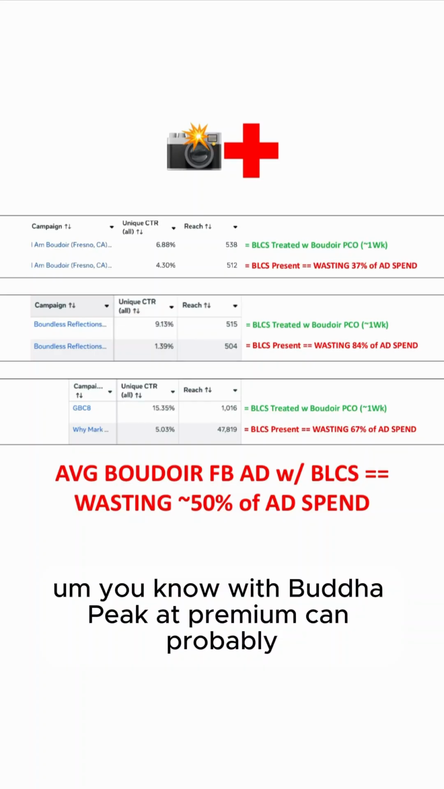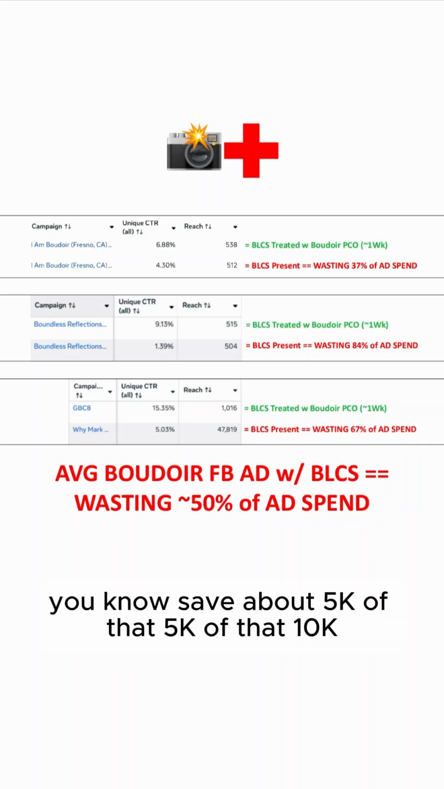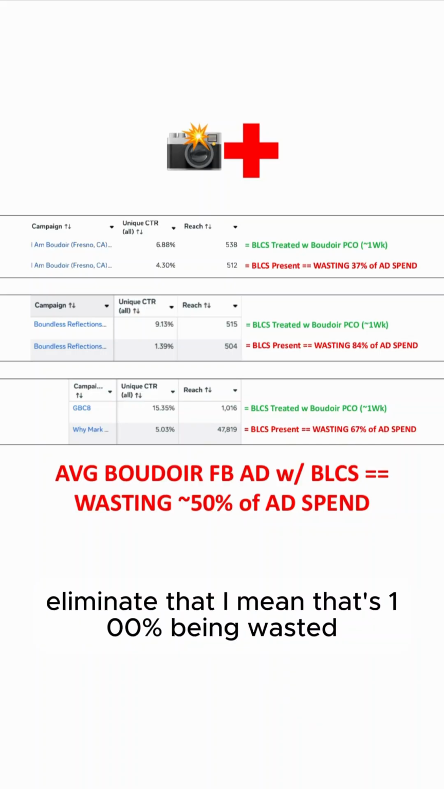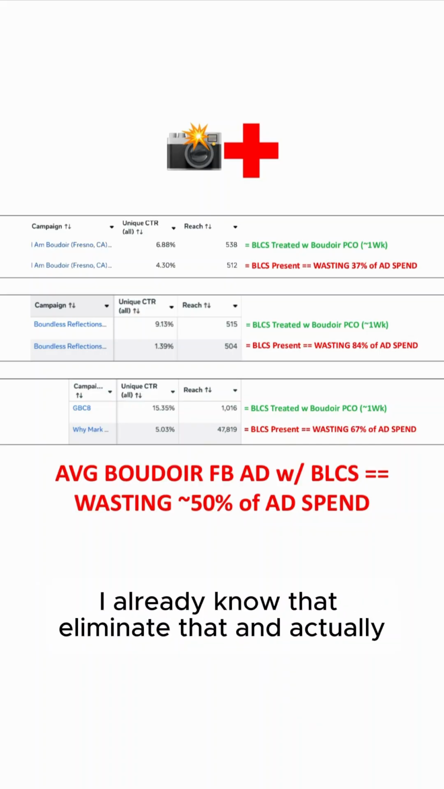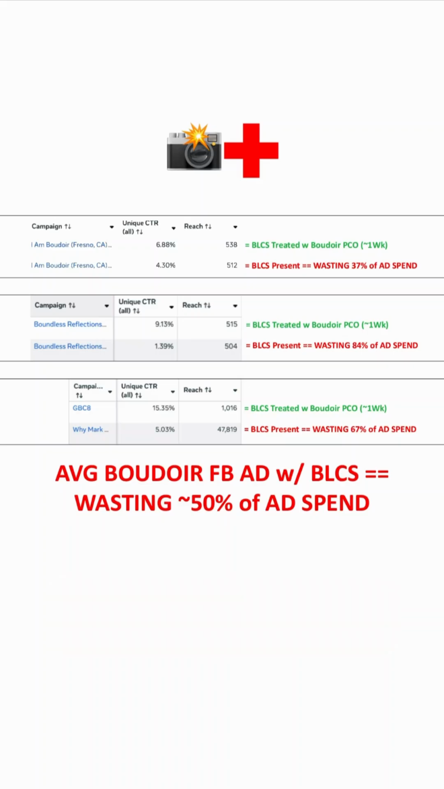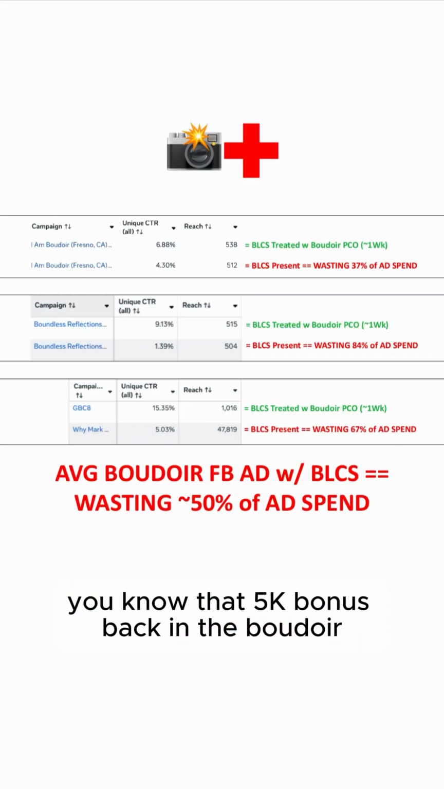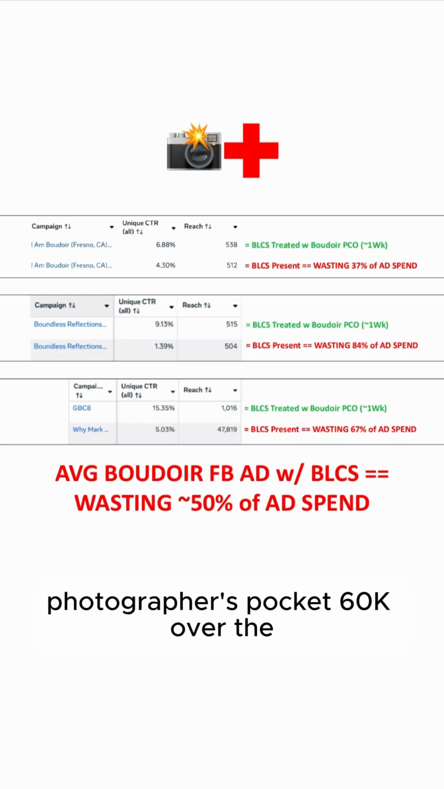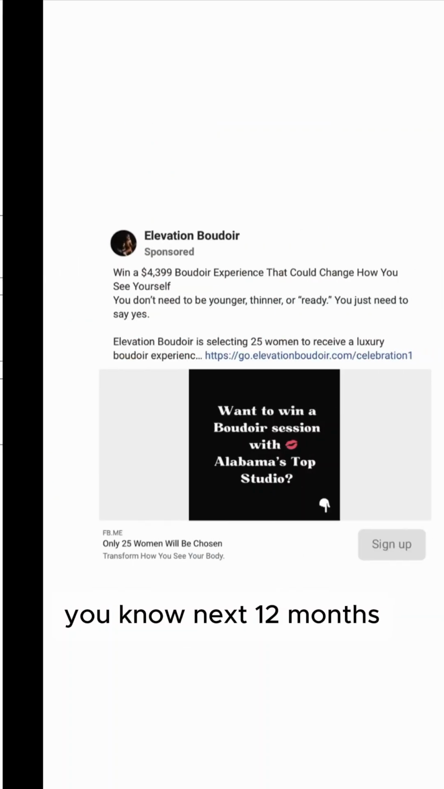With Boudoir Pico Treatment, you can probably save about 5K of that, 10K, eliminate that. I mean, that's 100% being wasted. I already know that. Eliminate that and actually put that 5K bonus back in the boudoir photographer's pocket, 60K over the next 12 months.